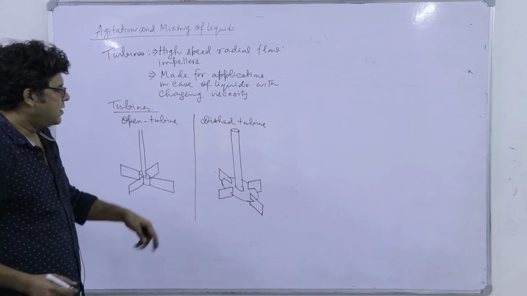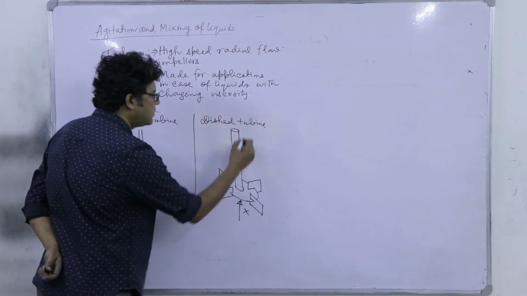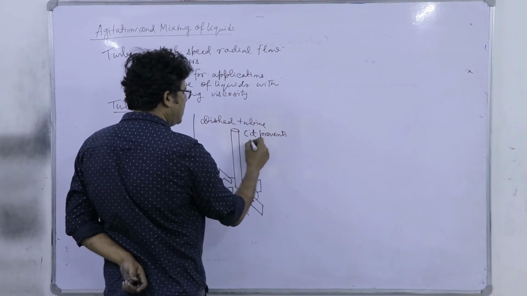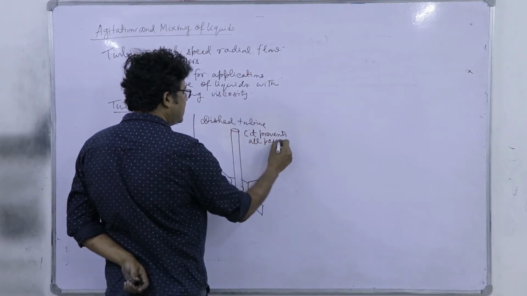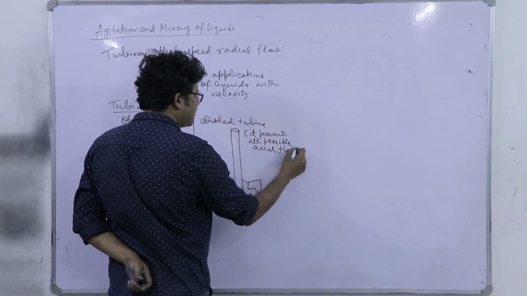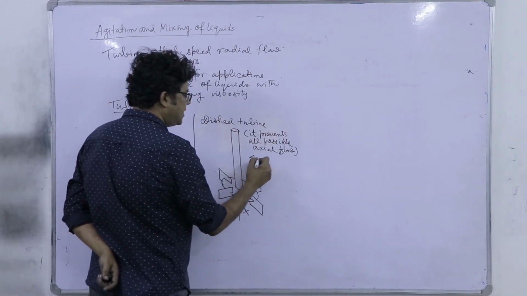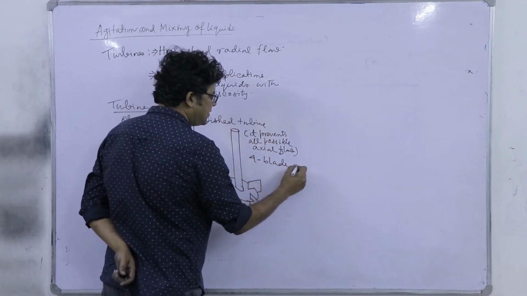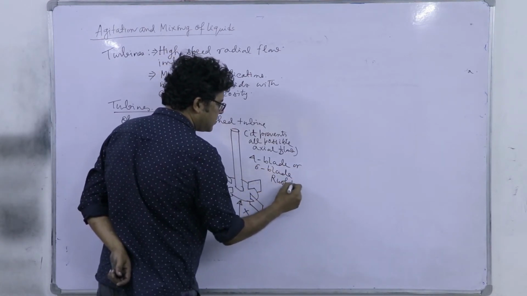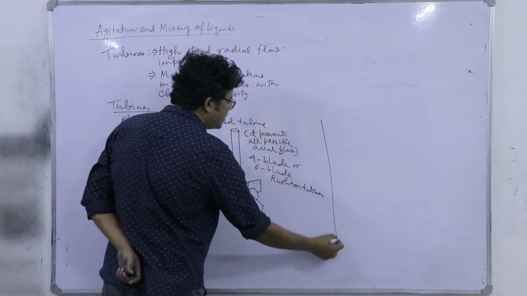So why are we using the dish? Because the dish prevents all possible axial flow, right? And these are called 4-blade or 6-blade Rushton turbines. These turbines are often referred to as Rushton turbines.